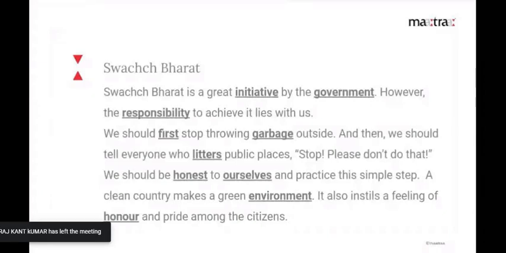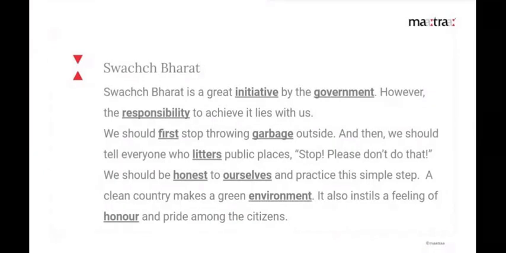We should be honest to ourselves and practice this simple step. A clean country makes a green environment. It also instills a feeling of honor and pride among the citizens.